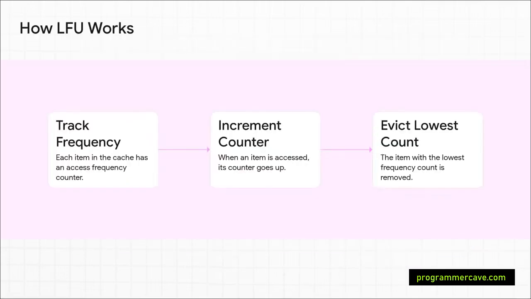So how does it actually work? Well, it's all about keeping score. Every single item in your cache gets a little counter. Each time you access an item, you just increment its counter. Then, when eviction day comes, the algorithm scans for the item with the lowest score, the least popular one, and that's the one that gets the boot. It doesn't matter when it was last used, only how often. And of course, this adds some overhead, because now you have to track and manage all those counts.